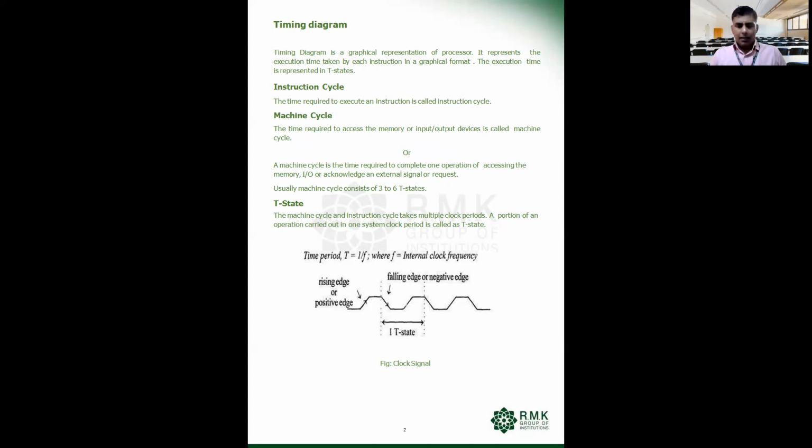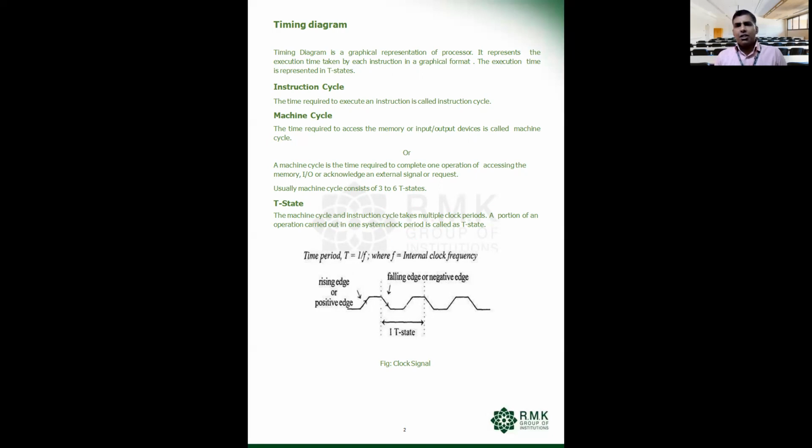Similarly, for example, MOV A, B is one instruction and it's a 1 byte instruction. Now, what happens during the execution of this instruction? We will be able to plot that in graphical format and understand what the processor is doing. Because that is one instruction, the time taken to execute one instruction is called the instruction cycle.